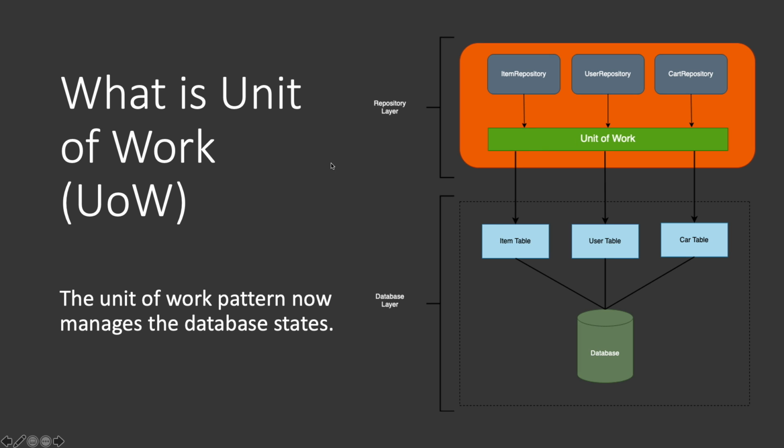So as we can see here, from the repository pattern, we have something called the unit of work. Within the repository pattern, we have, for example, here 3 repositories. We have the item repository, the user repository, and the cart repository. And all of these repositories don't directly speak with the tables themselves. So the item repository will not directly speak with the item table, the user repository will not speak directly with the users table, and the cart repository will not speak with the cart table.